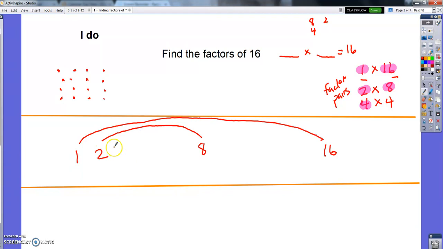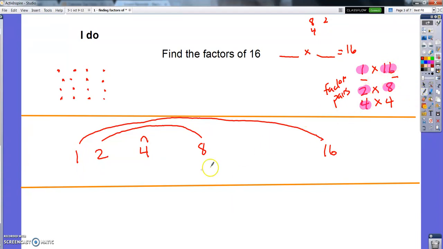2 times 8 is 16. 3, can I do 3 times anything and get 16? 3 times 5 is 15. 3 times 6 is 18, so I cannot. So I'm just going to get rid of that. I can also do 4 times itself to get 16, so it's going to kind of do one of those.